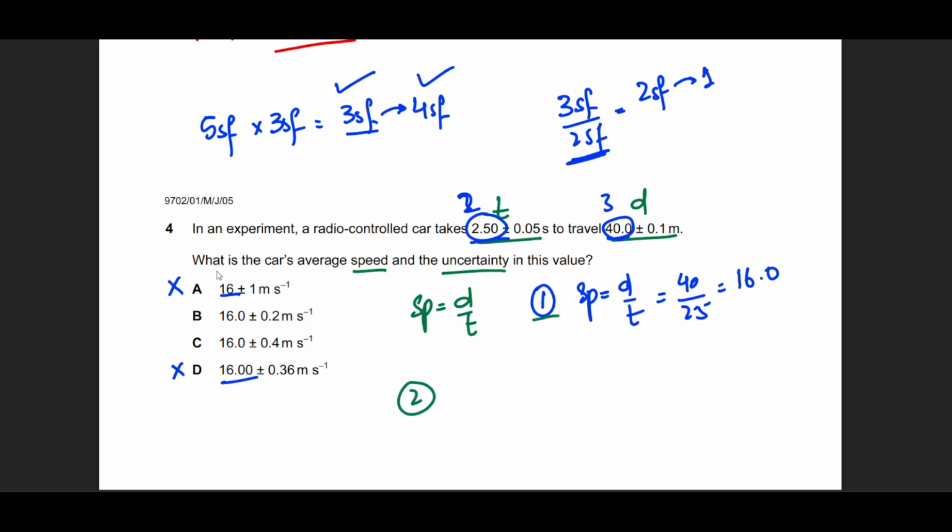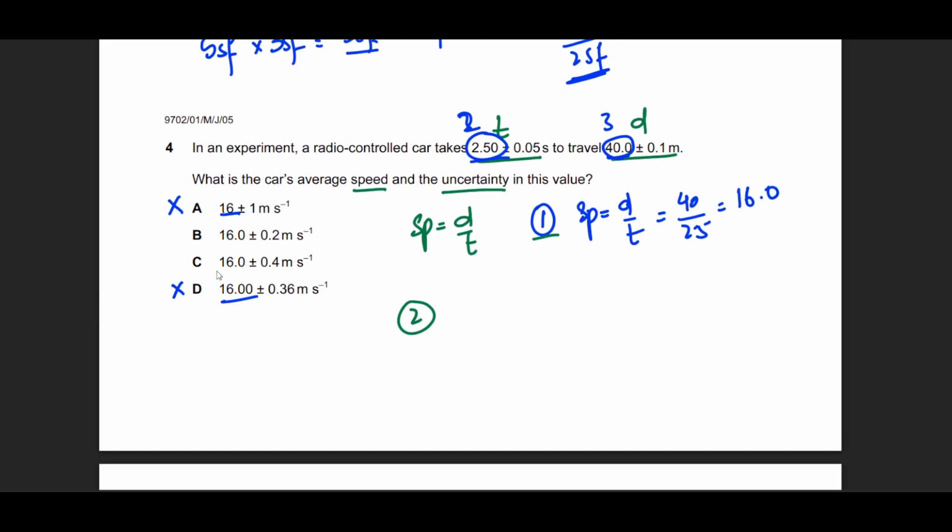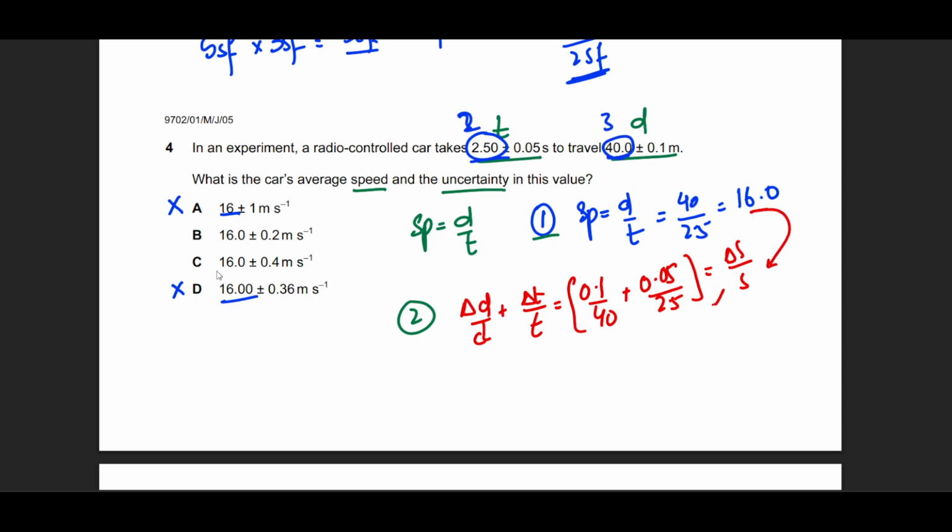Now step 2 follows the delta function or the error function. How much error do we have? So this is going to be delta D divided by D plus delta T divided by T, which will be 0.1 divided by 40 plus 0.05 divided by 2.5. Now all of this is equal to delta speed divided by speed. What's the speed? That is 16. So let's take 16 over there. So this is going to become 0.1 divided by 40 plus 0.05 divided by 2.5, multiplied by 16. The answer is going to be 0.36 meters per second.